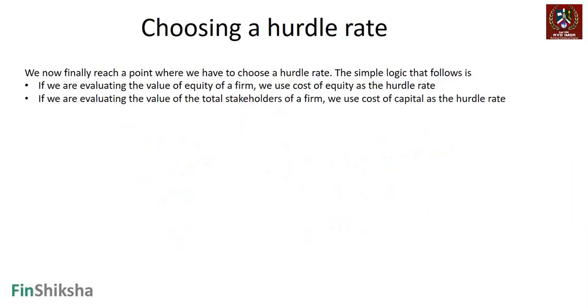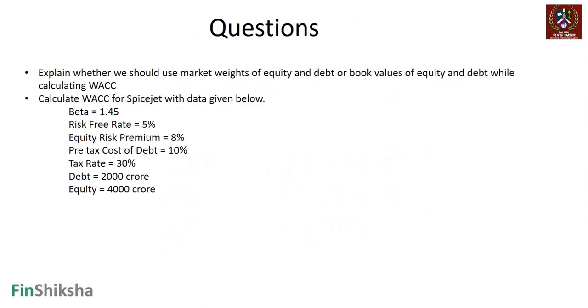Choosing a hurdle rate, we are now finally reaching a point where we have to choose a hurdle rate. The simple logic is, if you're evaluating the value of equity of the firm, use cost of equity as the hurdle rate. If you're evaluating the value of total shareholders of a firm, then we use cost of capital as the hurdle rate. Fine, that's broadly it.